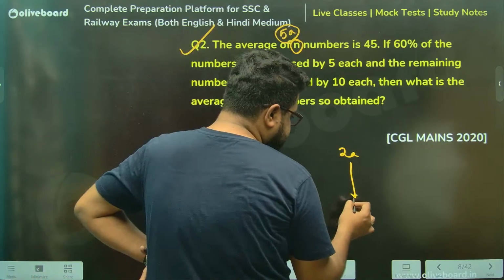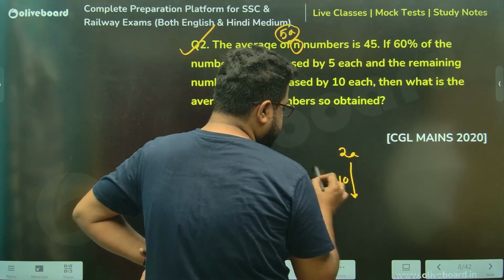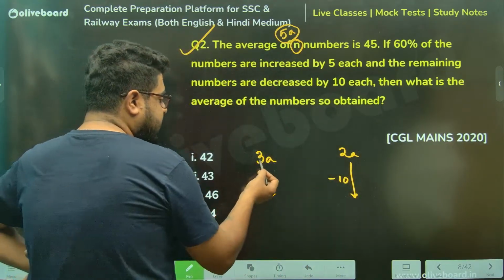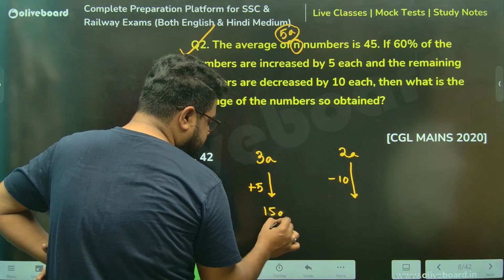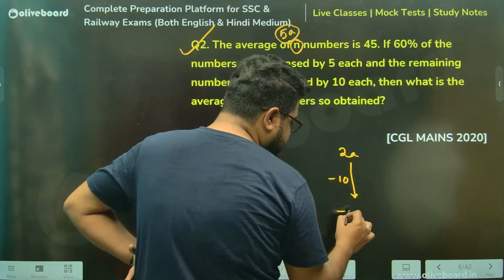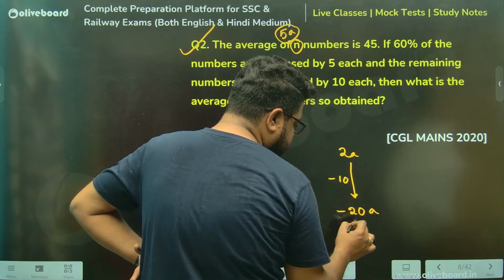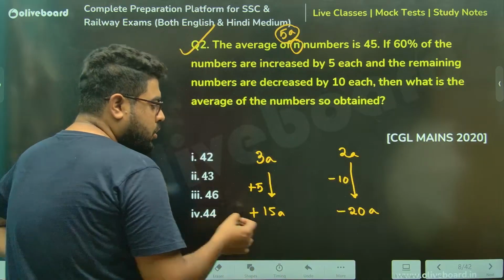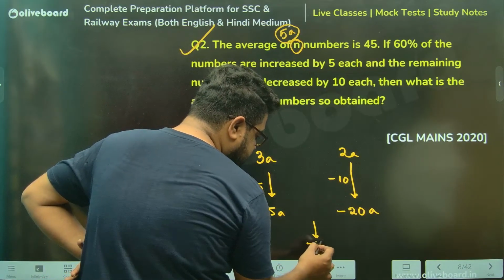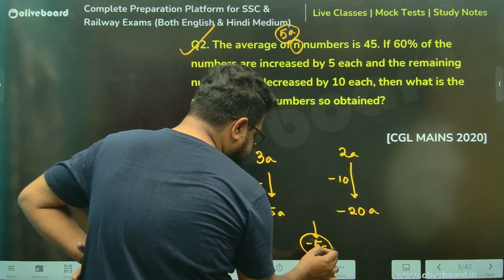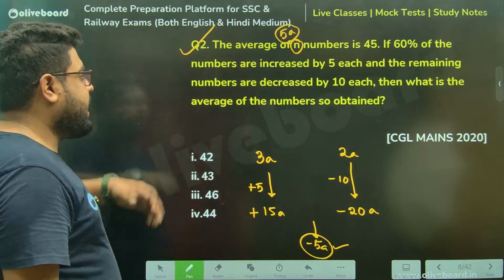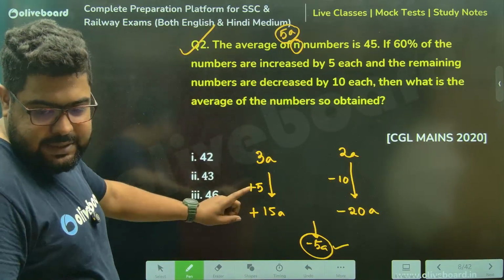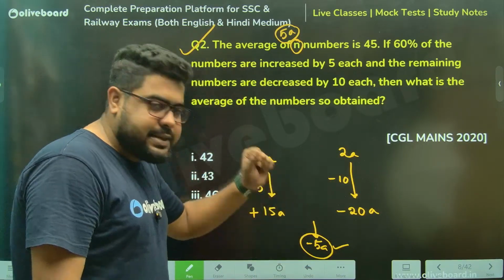And these numbers are decreased by 10 each. So deviation will be how much? 3a into 5, that is 15a, plus, and this will be minus 2 into 10, that is minus 20. So total deviation is minus 5a. Please understand, minus 5a is the deviation.